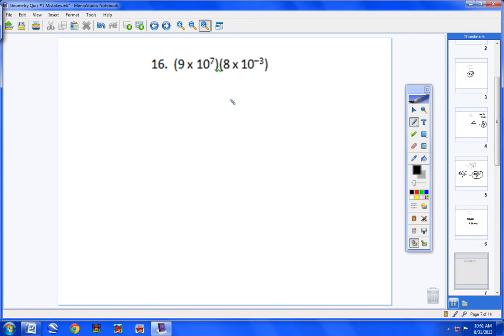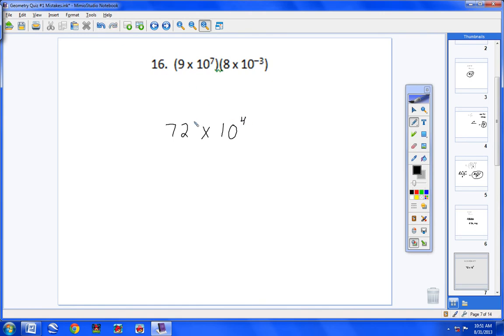Let's go ahead to number 16. Okay, when you're multiplying scientific notation numbers, what I've taught you to do is you take these two numbers and you multiply them. So 9 times 8 would be 72. And then what I've taught you to do is you add your exponents. So times 10, you have a 7 and a negative 3. If you add those, you will get 10 to the 4th power.